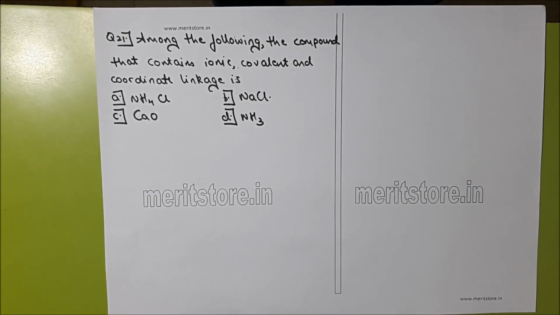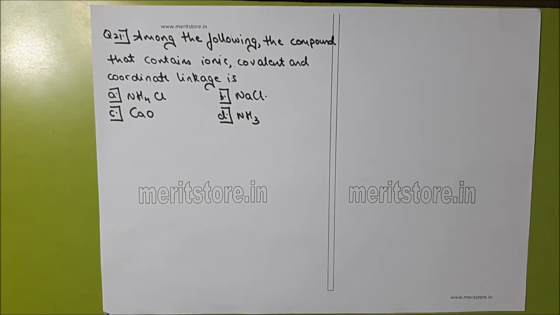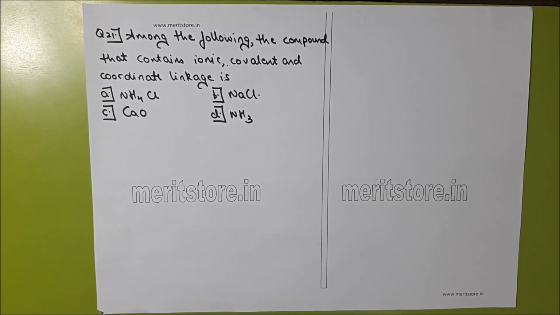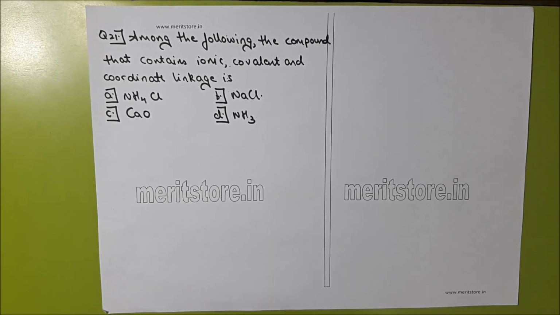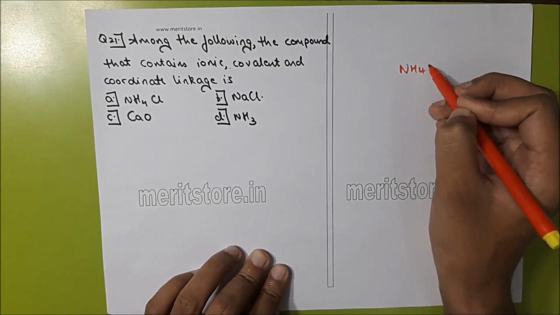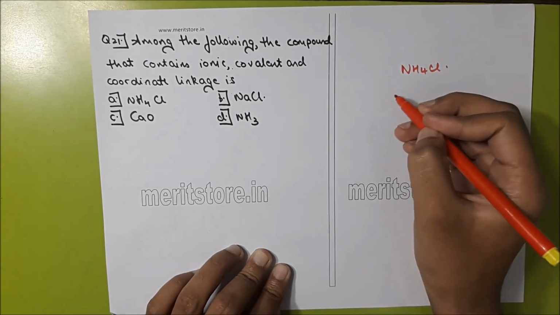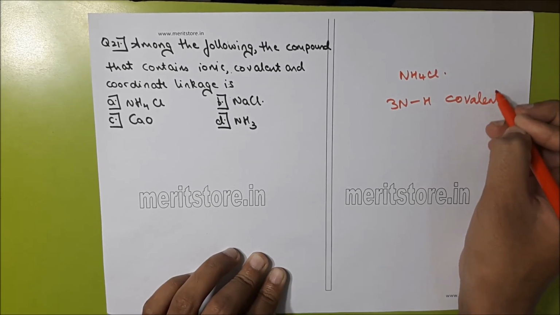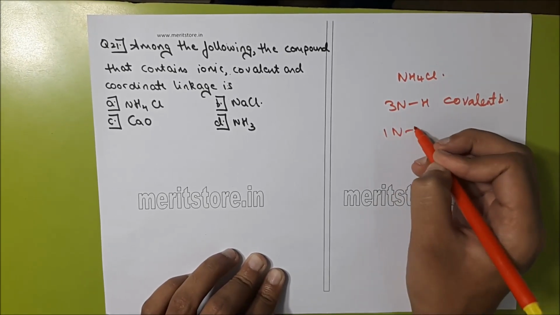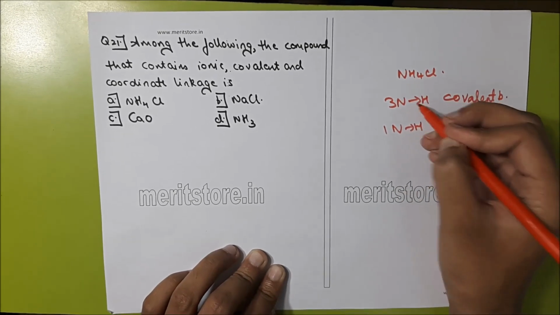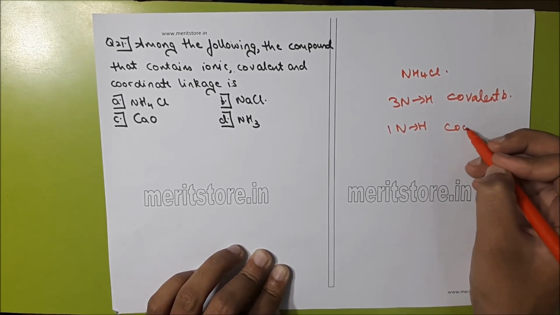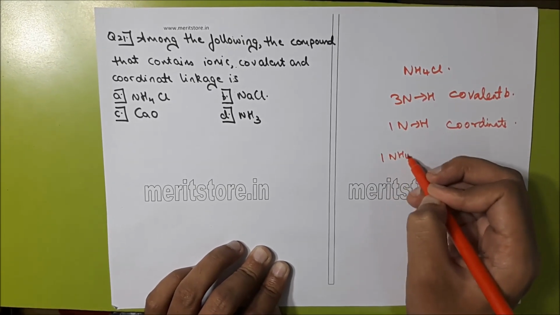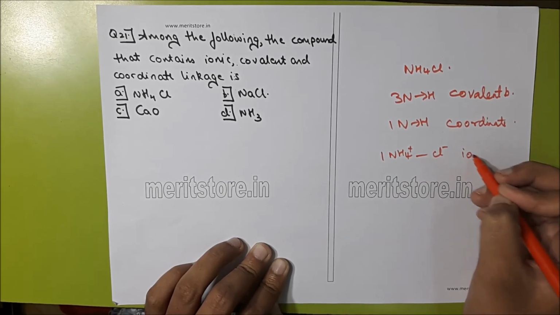Question number 21. Among the following, the compound that contains ionic, covalent and coordinate linkage is A NH4Cl, B NaCl, C CaO, and D NH3. Of all the compounds, NH4Cl, let us consider this. It has 3 nitrogen hydrogen covalent bonds and 1 nitrogen hydrogen coordinate bond, and 1 NH4 plus Cl minus ionic bond.